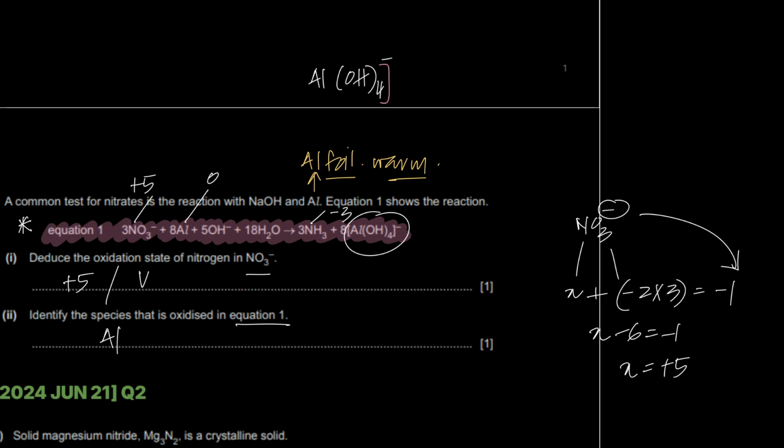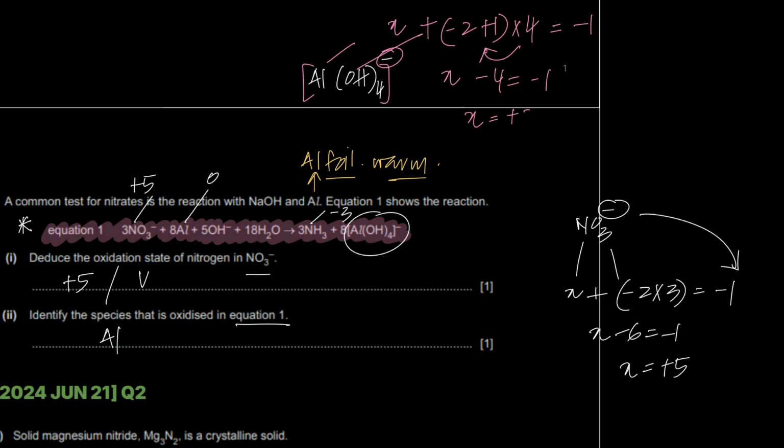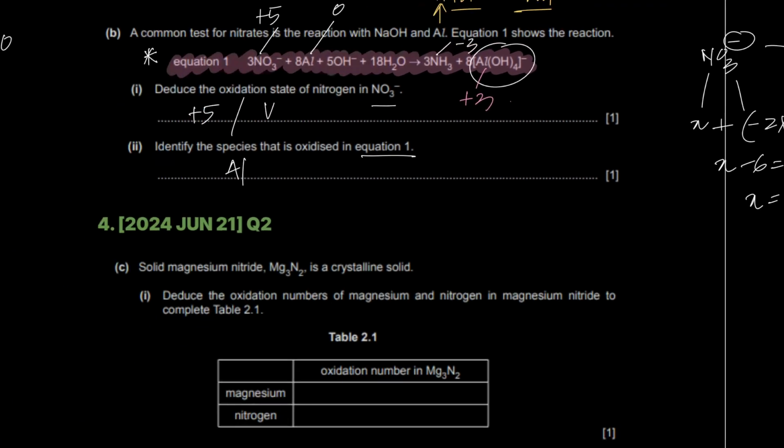It has an overall minus. How do you calculate this stuff? Well, aluminum is X, I don't know. Oxygen is minus 2. Hydrogen is plus 1. Times it by 4, because you have 4 of these. Add them together, because the overall oxidation number of any ion is its charge, so it's minus 1. X plus 4 times minus 2 plus 1 is minus 1. Minus 1 times 4, that's what? Minus 1 times 4 is minus 4, so X minus 4 equals minus 1. X is equal to plus 3. So it's absolutely being oxidized. It goes from 0 to plus 3.